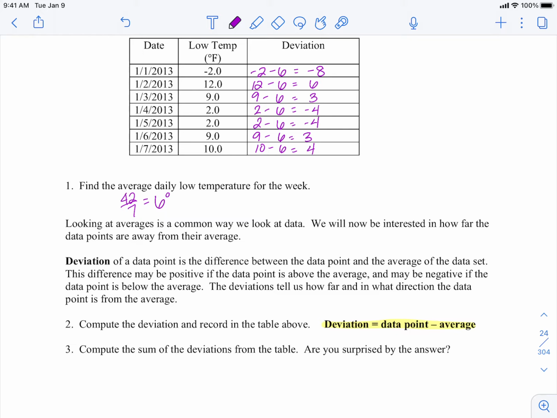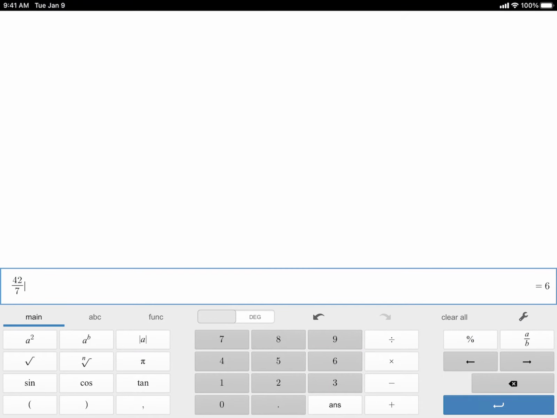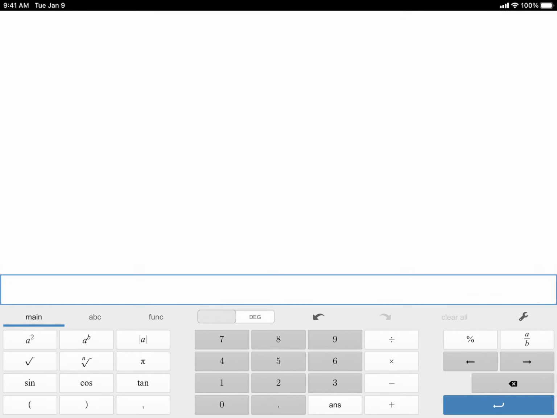Compute the sum of the deviations from the table. Are you surprised by the answer? So let's add all of these up. So we have -8 plus 6 plus 3 minus 4 minus 4 plus 3 plus 4. And so we get a sum of 0.